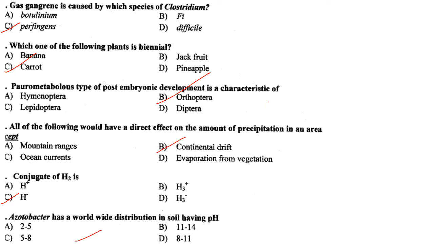All of the following would have direct effect on the amount of precipitation in an area except. So continental drift doesn't have a direct effect on the precipitation in an area. So answer is option B. The conjugate of H2 plus is H minus. Answer is option C. Then Acetobacter has worldwide distribution in soil having pH 5 to 8. Answer is option C.